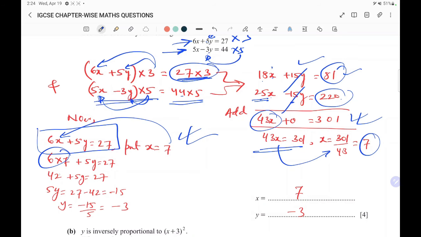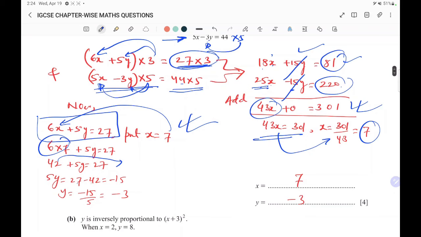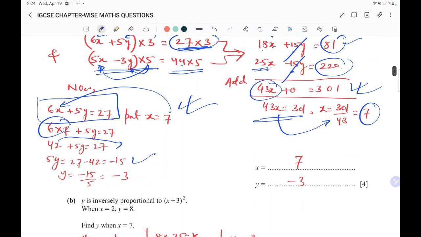6 times 7 is 42. Just take 42 to the right side. 5y is 27 minus 42, that is minus 15. So y is minus 3. So now x is 7, y is minus 3.